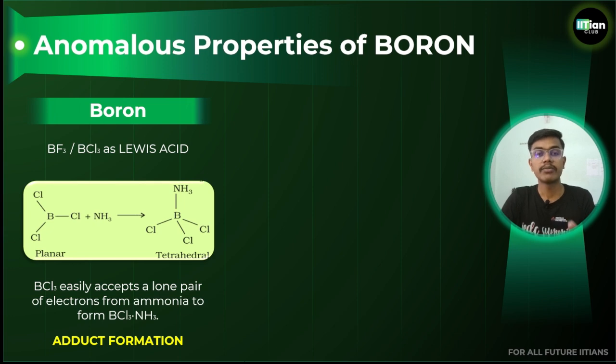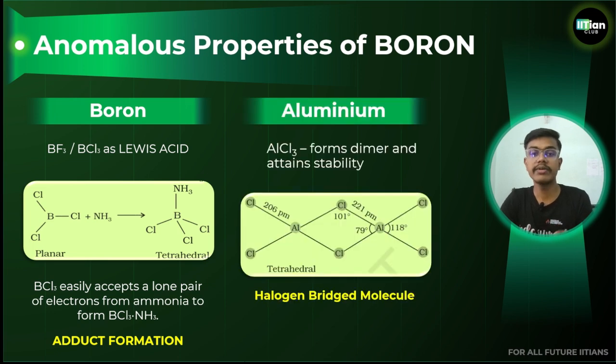Next, we have boron behaving as a Lewis acid and forming adduct formation. We saw this in chemical properties as well. And aluminum is forming a dimer and it is attaining stability. Boron forming adduct is also an anomalous behavior. I hope you got the group 13.